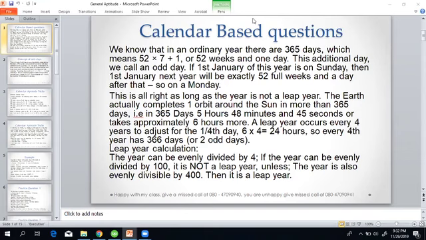Now let's do the calendar based questions. First, some basics of the calendar based questions. We know that in an ordinary year there are 365 days, which means 52 multiplied by 7, so there are 52 weeks and 1 day. One extra day, because 364 is perfectly divided by 7 and 1 day is left.